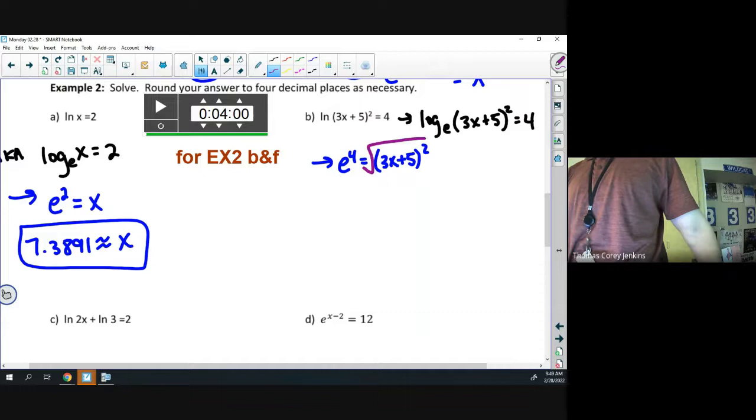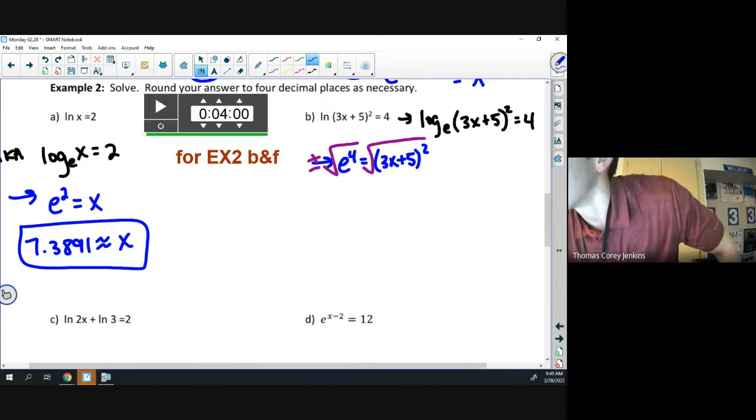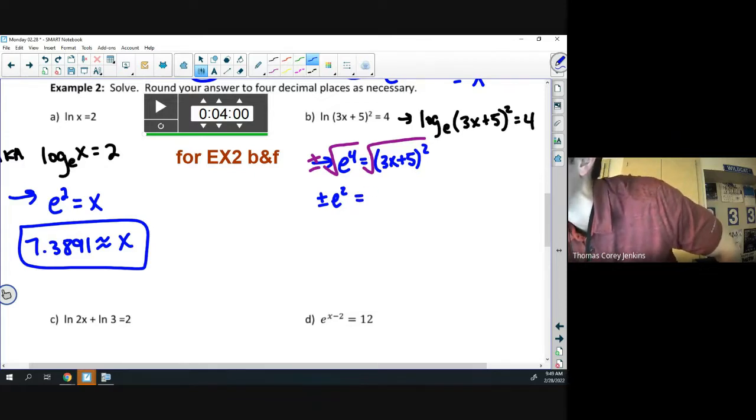So when I square root both sides, this is super easy to forget, but it's plus or minus the square root of e to the fourth, okay? All right, so what's that give me? That gives me plus or minus e squared on that side, and then on the other side, just 3x plus 5 to the first power, so 3x plus 5.